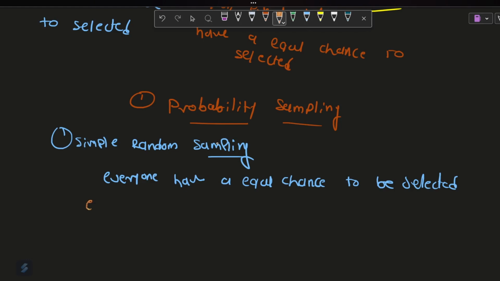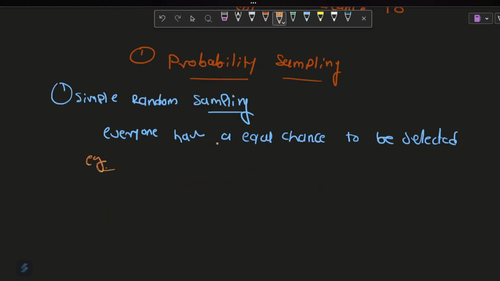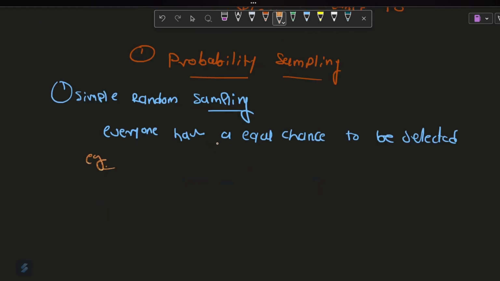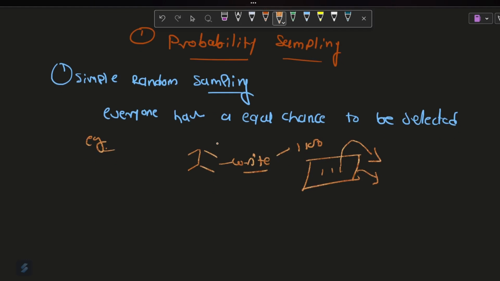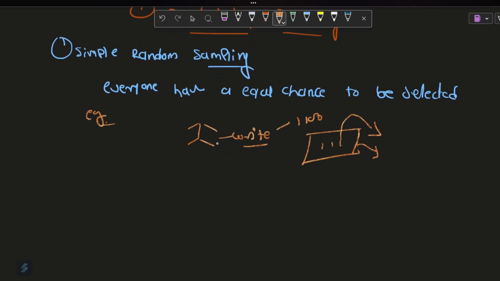The example of simple random sampling: the teacher writes the name of every student, 100 students, and puts them in a box. Then simply draws one by one and selects the student to ask. That is simple random sampling. Okay, it's going fast. I hope you understand simple random sampling.